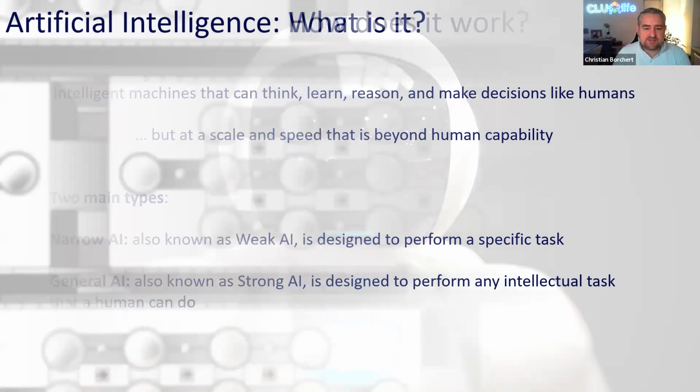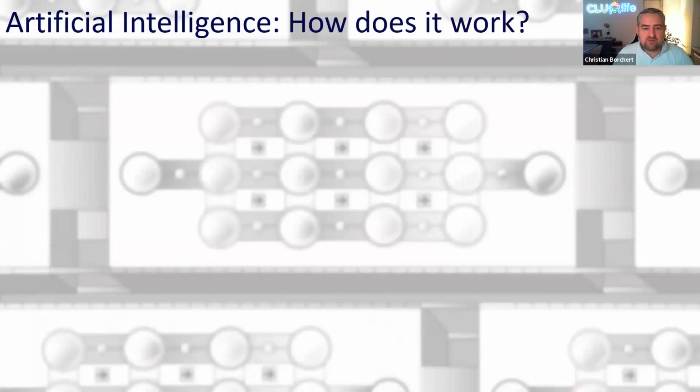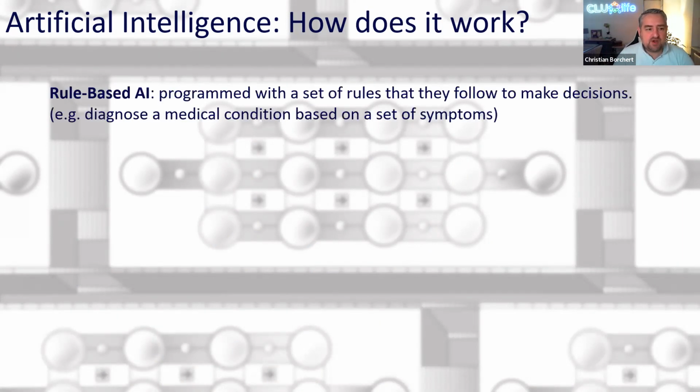Furthermore, there is a distinction between how this artificial intelligence works. You can mainly differentiate between three different types. One is the rule-based artificial intelligence. This is where you program a set of rules, a set of algorithms that then follow these rules to make decisions. Often this is, for example, used in the medical field when you diagnose a medical condition based on a set of symptoms that you have.